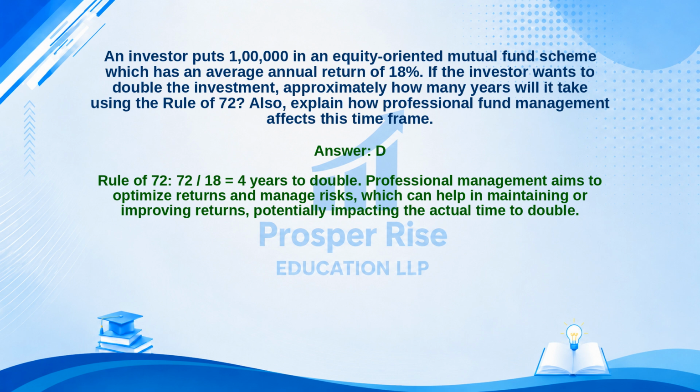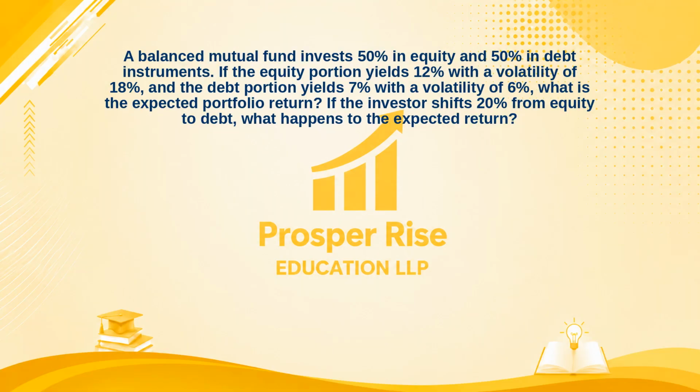actual time to double. A balanced mutual fund invests 50% in equity and 50% in debt instruments. If the equity portion yields 12% with a volatility of 18% and the debt portion yields 7% with a volatility of 6%, what is the expected portfolio return? If the investor shifts 20% from equity to debt, what happens to the expected return?